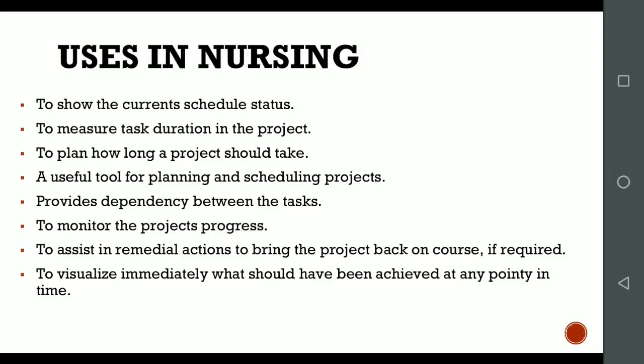Next, it is a useful tool for planning and scheduling the project. It is one of the useful tools, the same as PERT. It provides dependency between tasks, meaning we can come to know which tasks are dependent, which are in relation of completion with each other. Next, to monitor the project progress, meaning up to what we have reached yet and up to what we have to reach in the future, we can estimate and monitor it.